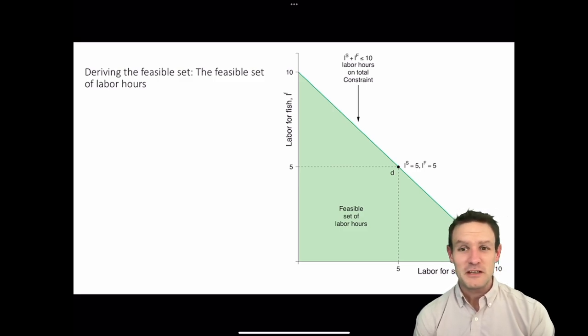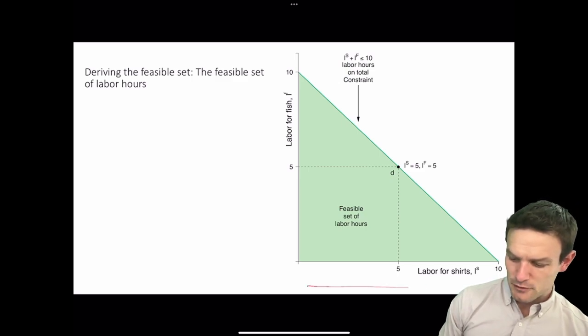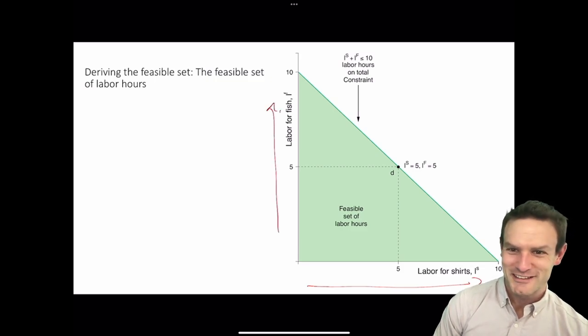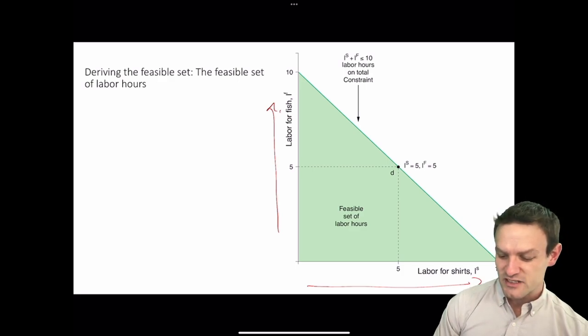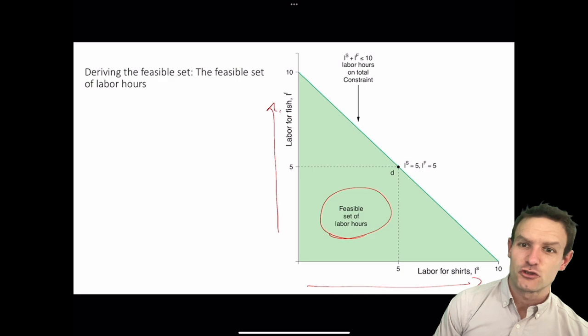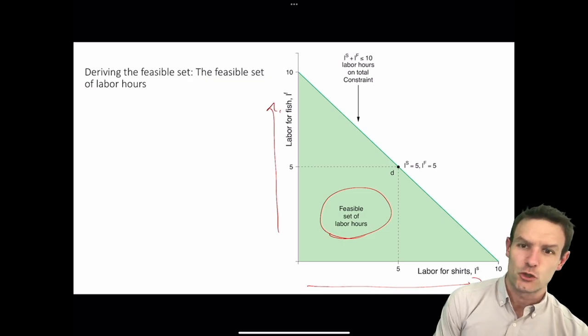So when we think about this, the reason that we can talk about him dedicating time to these different activities is, notice here, I've got labor for shirts on the horizontal axis and labor for fish on the vertical axis. Remember why we had those on those two axes earlier. And what I can see here is that I've got the feasible set of hours shaded in green. And so I can spend anywhere up to 10 hours on the two activities. The number of hours has to sum to a maximum of 10. So Alex isn't going to work for more than 10 hours a day on either fishing or shirt making.